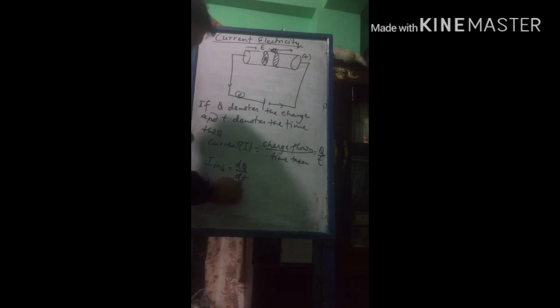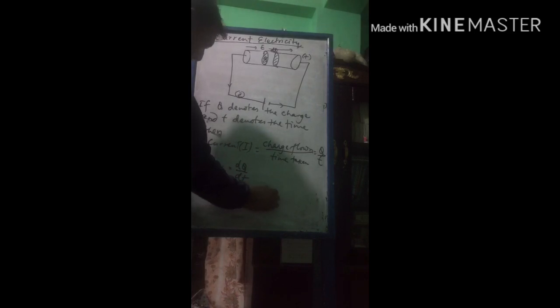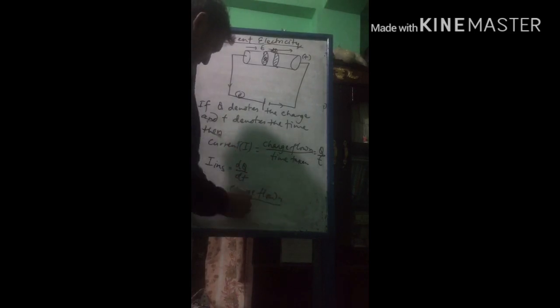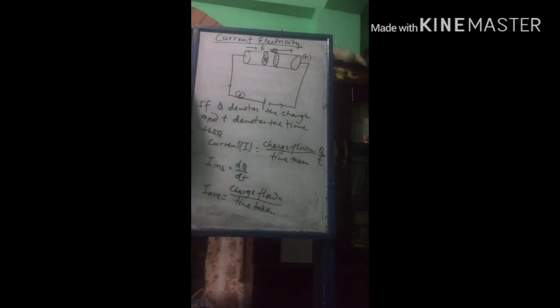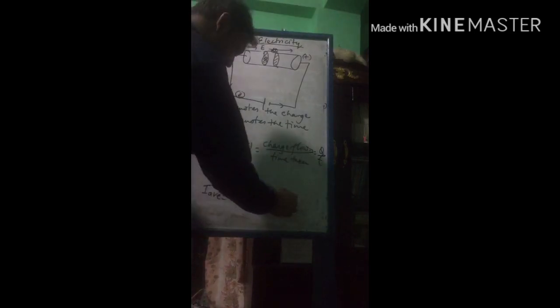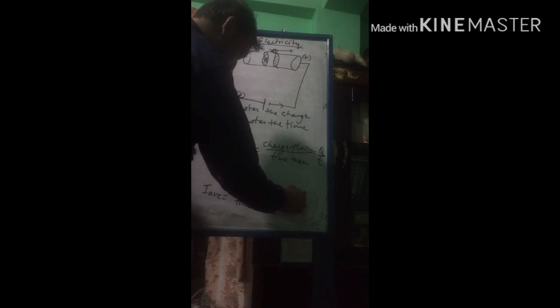whereas average current can be given by the total charge flown upon the time taken. So charge flown to the time taken. It can be written as Q upon T, or del Q upon del T.